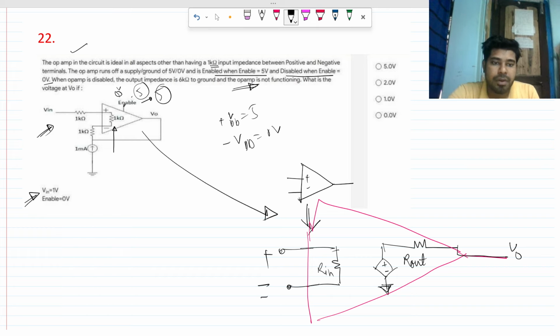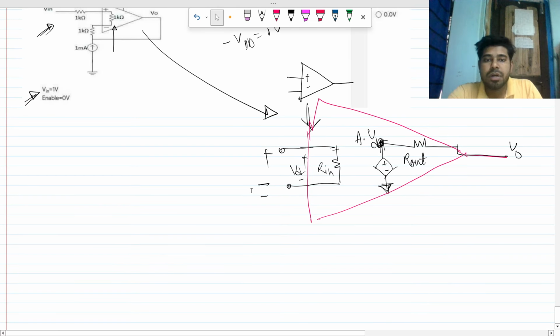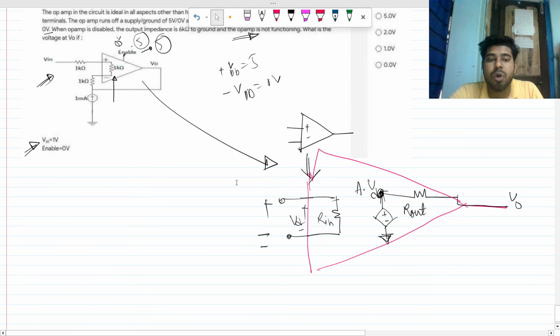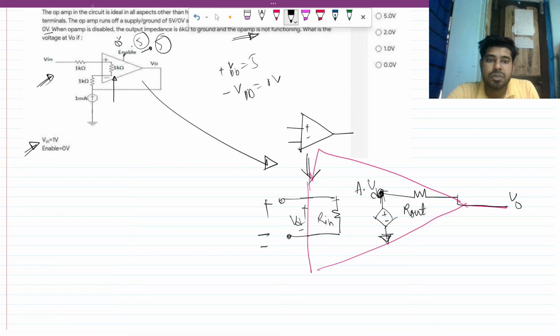You all know. And what is that voltage? This voltage is actually the op amp gain times this VD, this node potential. So that is the model. Now when someone tells you that your op amp is not working, that means the VCVS is actually not working, like this should be 0. That is the meaning.